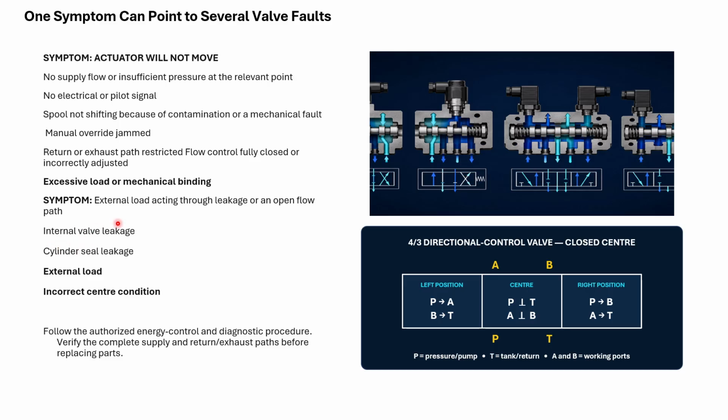Symptom: actuator drifts, acting through leakage or an open flow path. Leakage includes internal valve leakage, cylinder seal leakage, external load, incorrect center conditions. That means in troubleshooting, you should look for the root cause. Follow the authorized energy control and dynamic procedures. Verify the complete supply and return exhaust path before replacing the part.